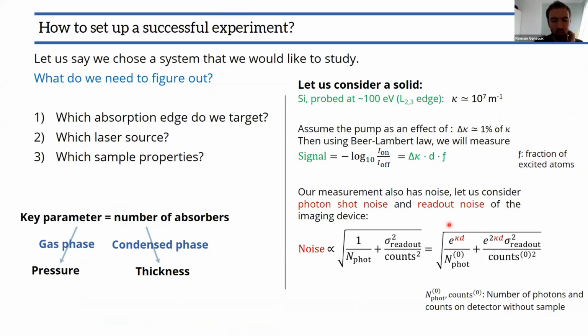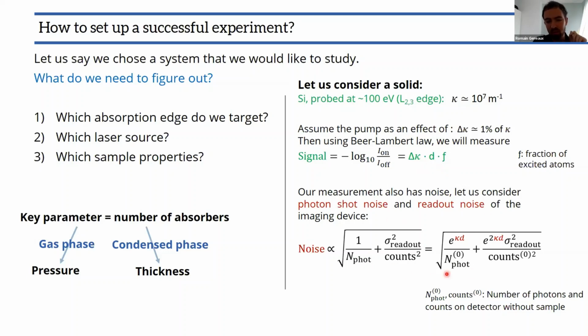I'm not going to go too much into detail, but this is an example, which you can go back to if you want, of how I would go about choosing my thickness. Here I've taken the silicon sample again, and I'm going to assume that my pump changes maybe 1% of the absorption of the sample. That gives me my differential signal. So the thicker your sample is, the more differential signal you're going to get.